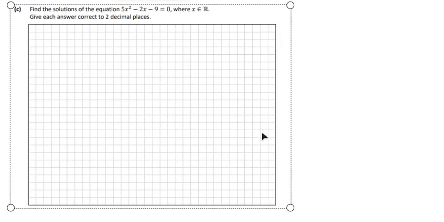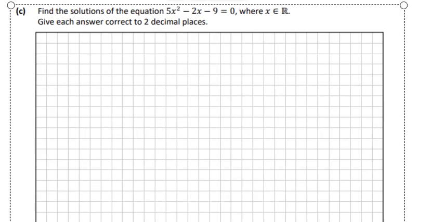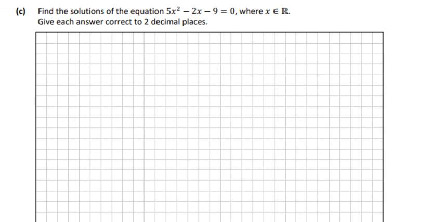The last part: find the solutions of this quadratic equation, and they say give your answer to 2 decimal places. So when they say give your answer to a certain number of decimal places, that's a clue that you're going to use the minus b formula. So a will be the number in front of the x squared, so a is 5 here, b is what's in front of the x term, so that's minus 2, and c is the minus 9.